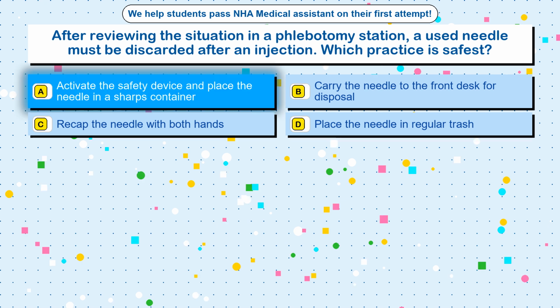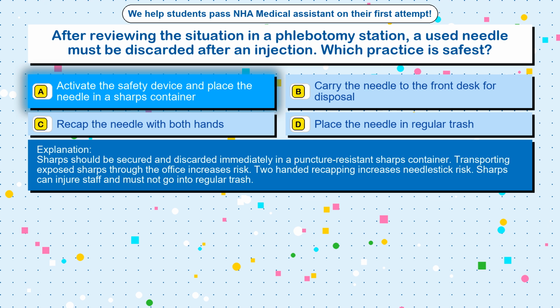The correct answer is option A, activate the safety device and place the needle in a sharps container. Sharps should be secured and discarded immediately in a puncture-resistant sharps container. Transporting exposed sharps through the office increases risk. Two-handed recapping increases needle stick risk. Sharps can injure staff and must not go into regular trash.